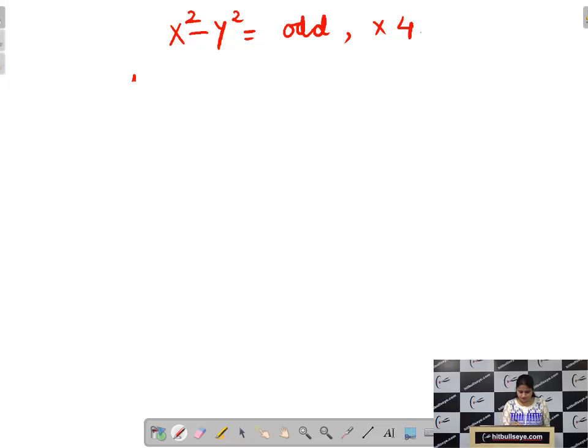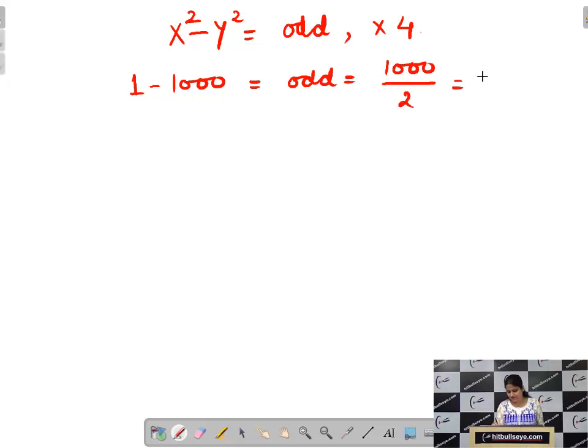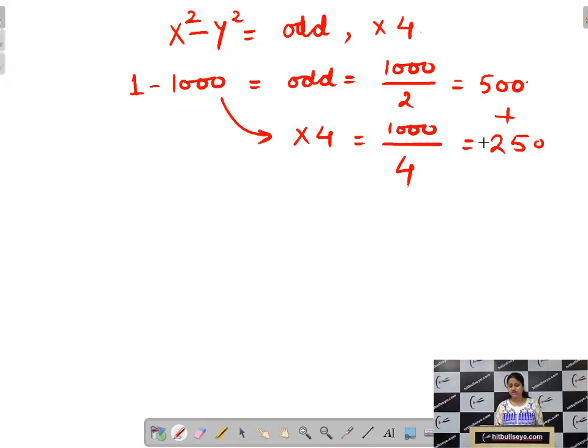So, from 1 to 1000, how many odd numbers are there? They are 1000 by 2, which is 500. And from 1 to 1000, how many numbers are multiples of 4? Again, it will be 1000 by 4, which comes out to be 250. So in total, how many numbers? There will be 750, and this is the answer for this question. I hope the idea is clear now.